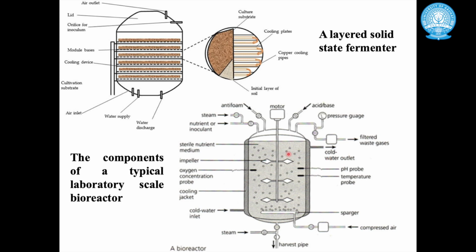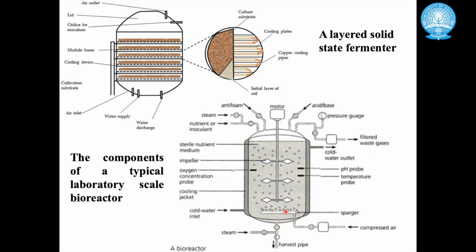The cold water outlet, this is nothing but this entire material is jacketed. If the temperature increases beyond a certain limit, then this cold water outlet, this movement of cold water, ensures a homogeneous temperature gradient in the entire fermenter. It's a cooling jacket, and there is the steam, the harvest pipe, the sparger.